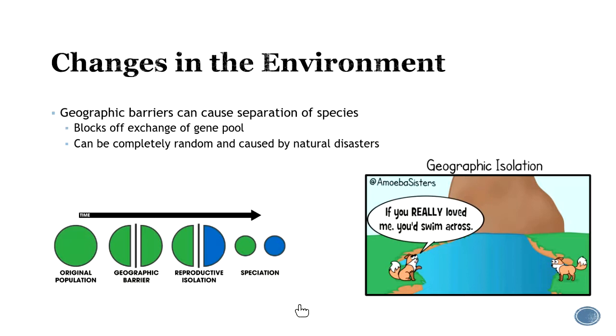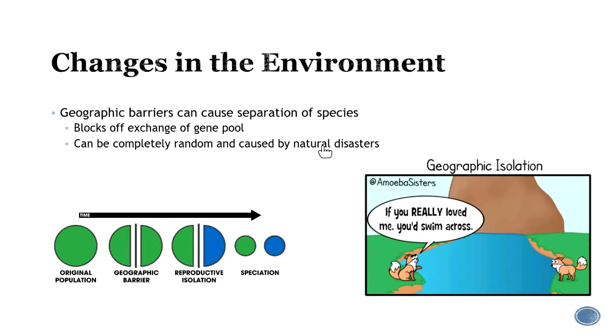Now, the environment can affect evolution. Sometimes barriers can happen and lead to separation of species. What that does is block off exchange of the gene pool, and eventually, depending on how that barrier falls, certain traits will be left on one side and other traits on the other. The environment can also be different between those isolated groups. This can be caused by randomness or by natural disasters.